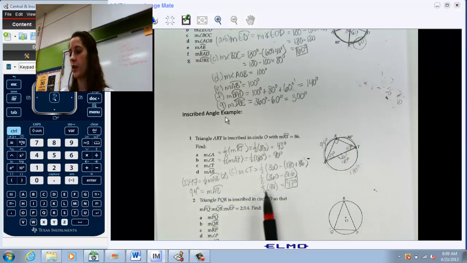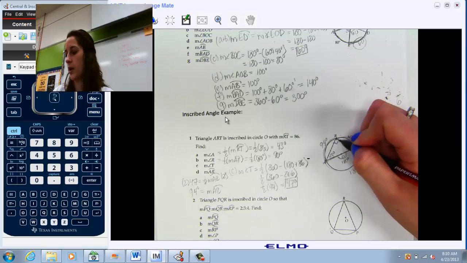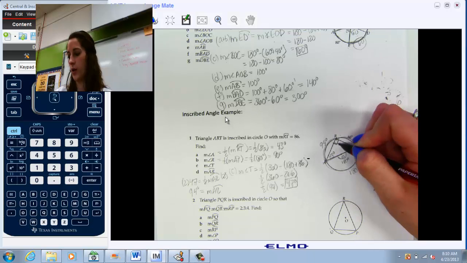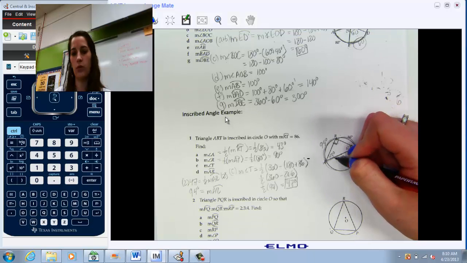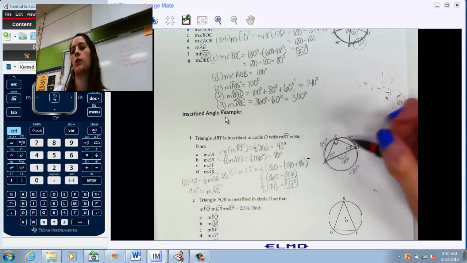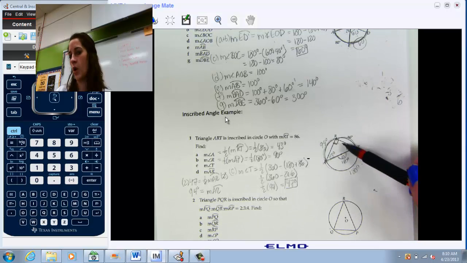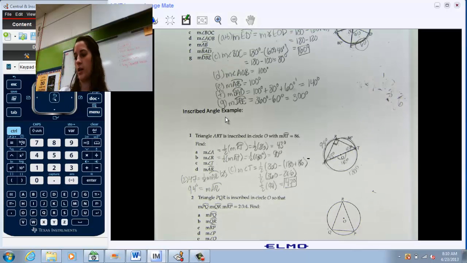Again, you could have also figured out the measure of angle T. You know this is a right triangle, there's 180 degrees here. So you had 90 degrees and 43 degrees, so you could have subtracted 180 degrees minus 43 and 90 degrees.